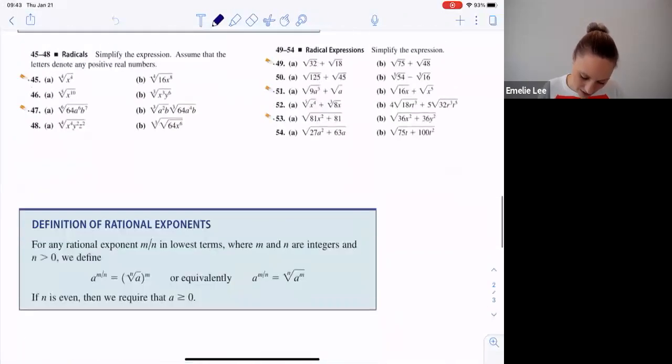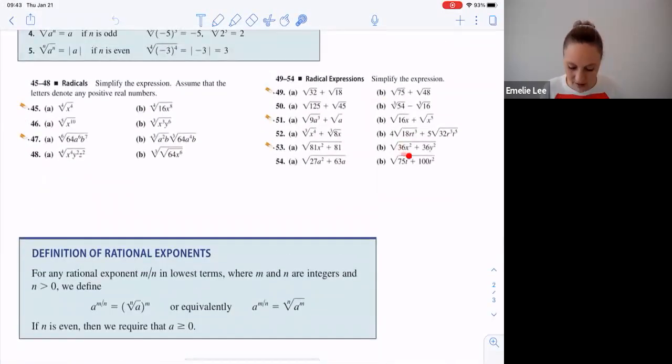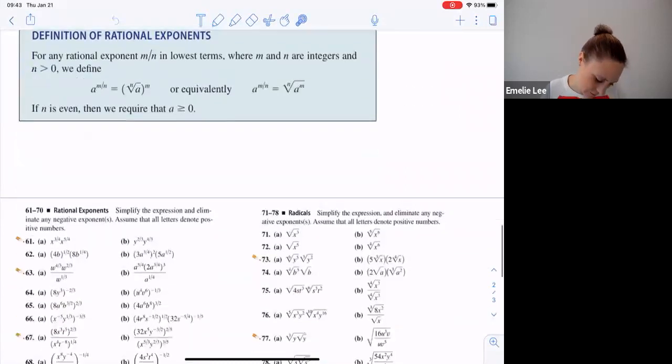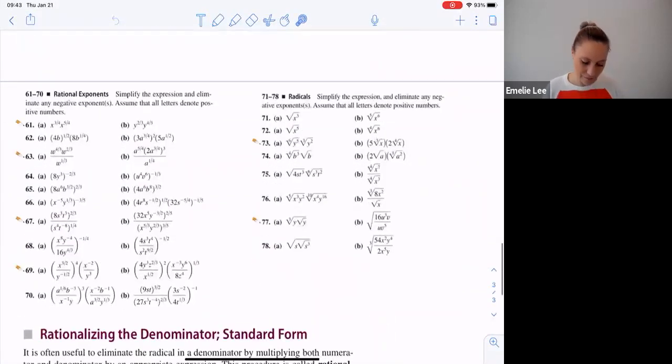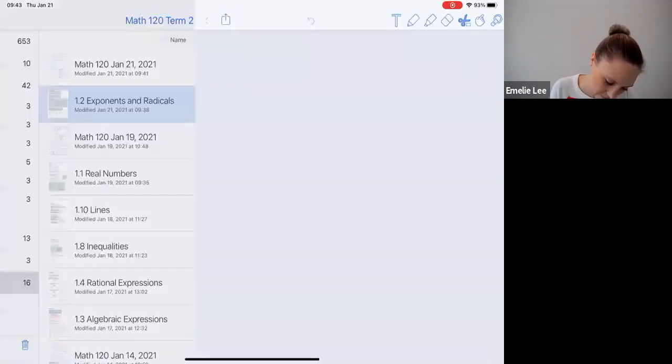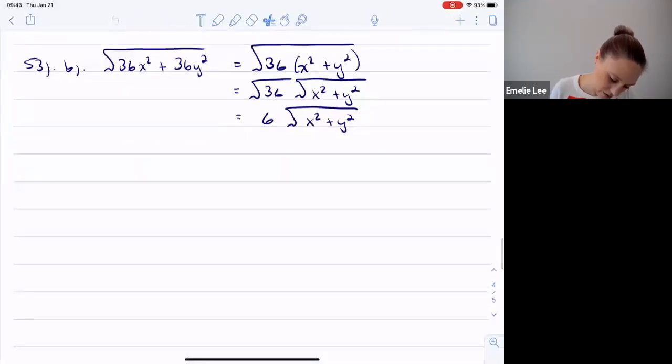So definitely try these. You might come across what I just did here and say, oh, I'm not going to get very far. That's okay. All right, let's try one of these bigger ones. Actually, let's try 78B. That looks good.